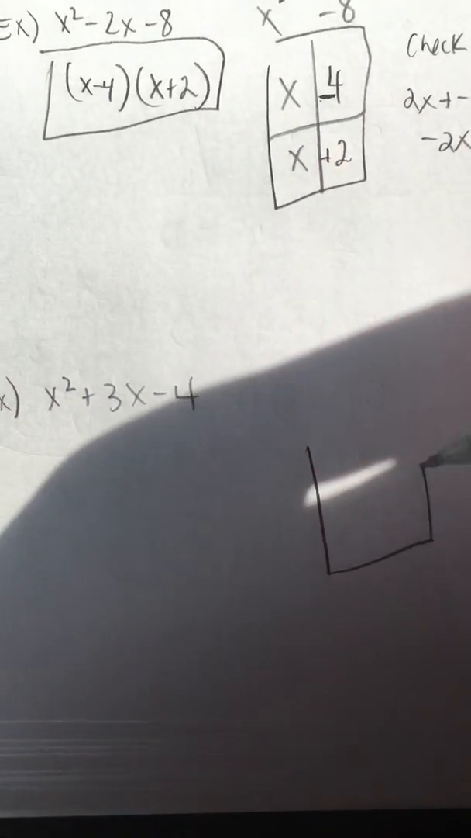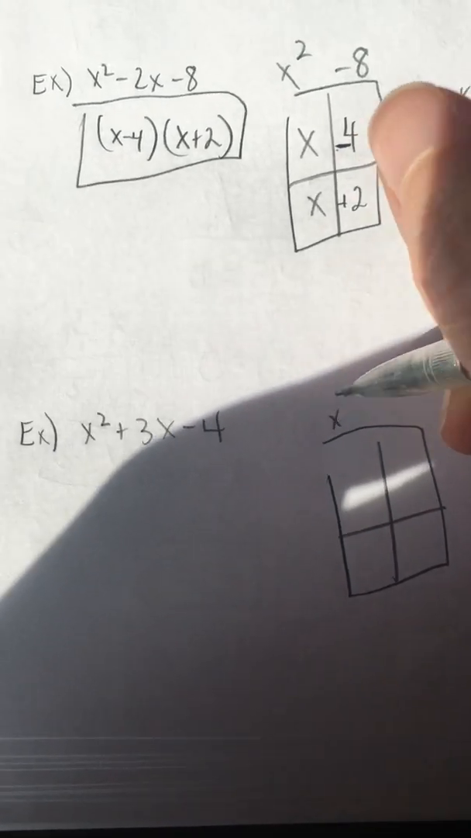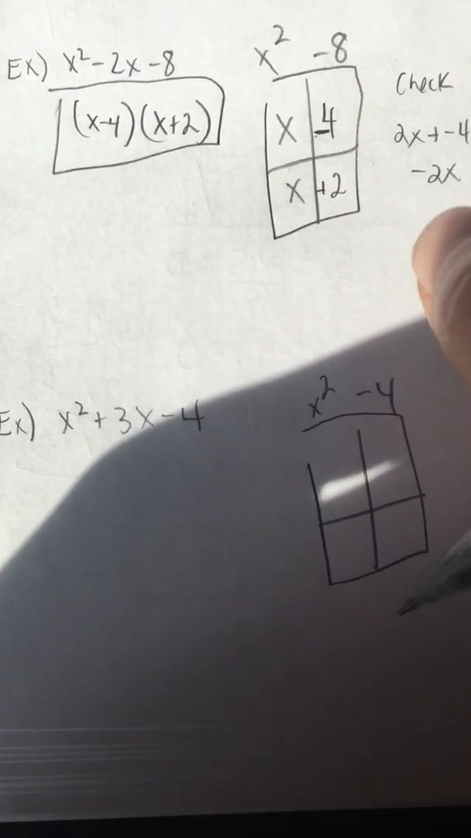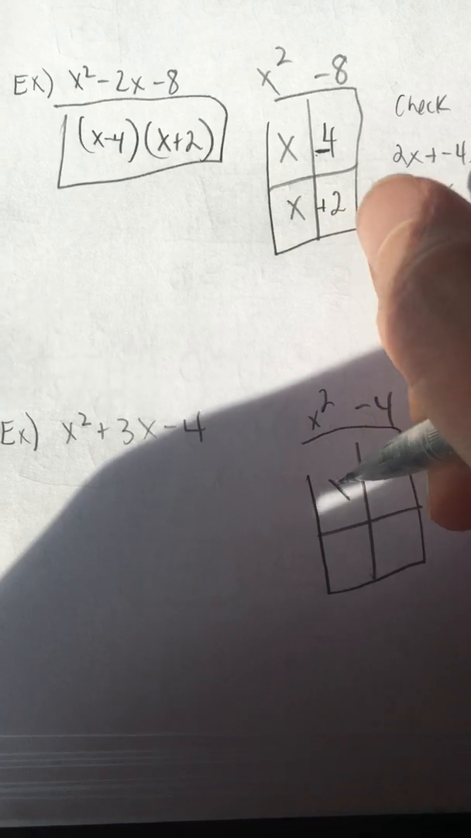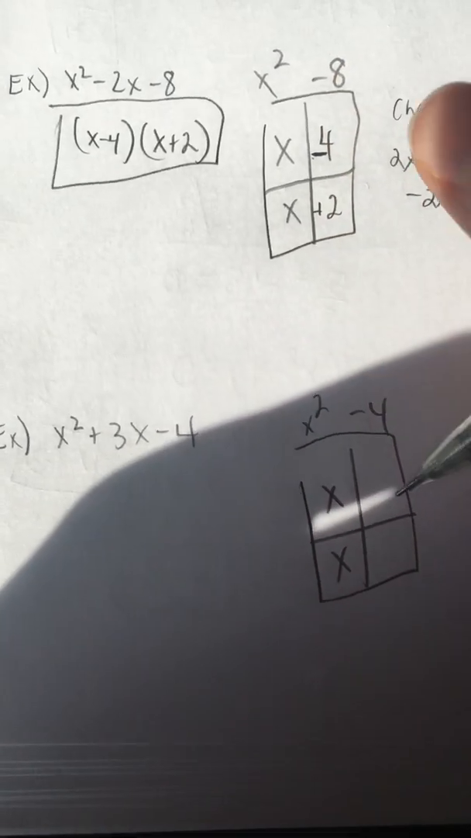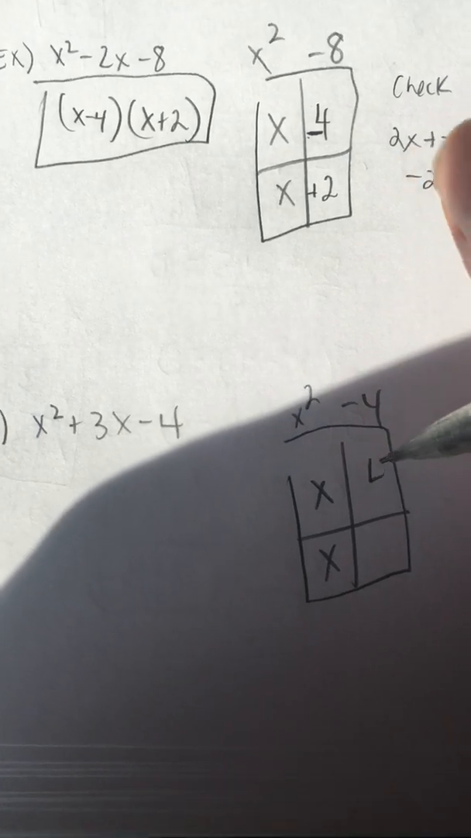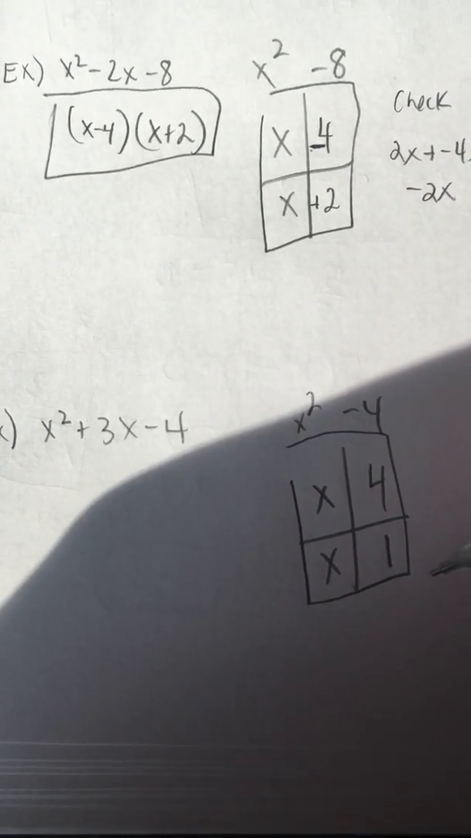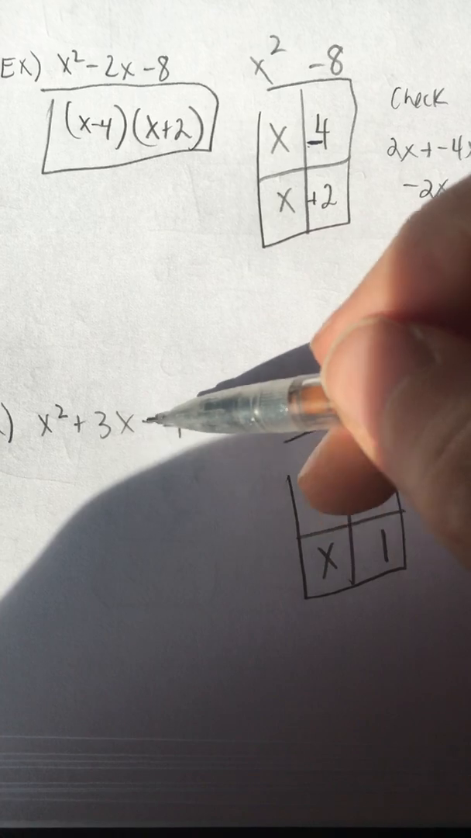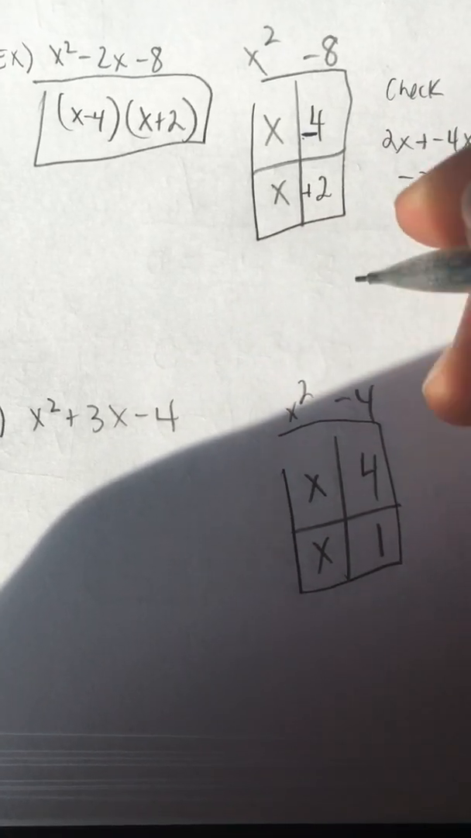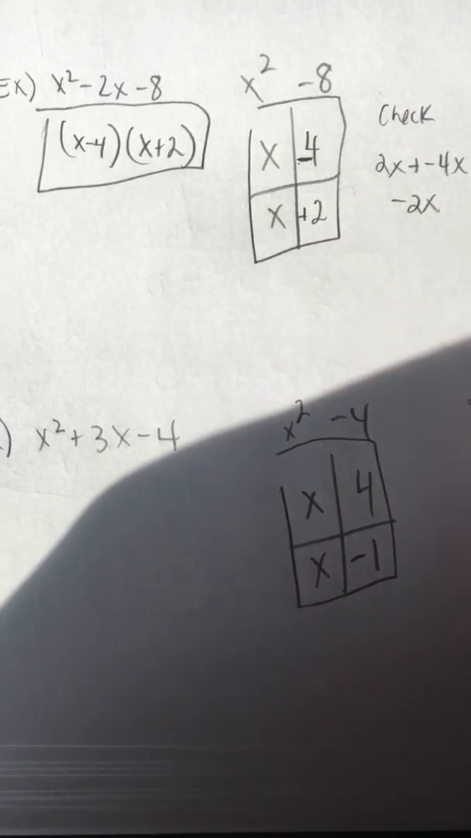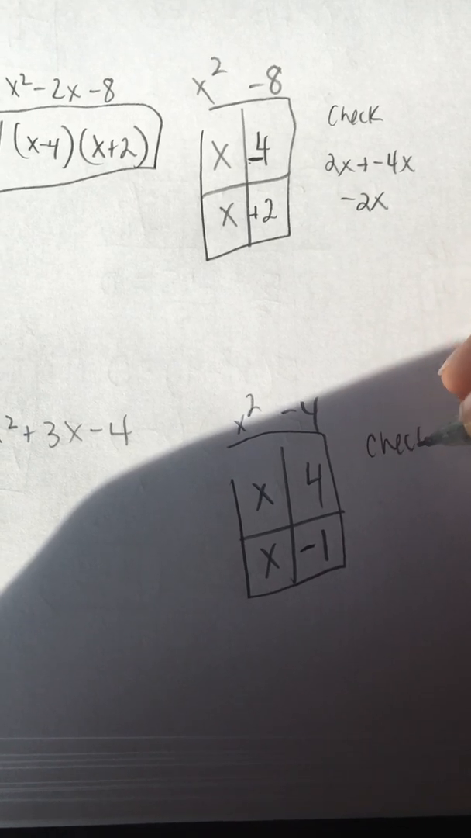And our last example, x squared plus 3x minus 4, setting up my box. Then I start the math. X times x gives me x squared. For 4, I can use 2 and 2, or 4 and 1. I'm going to go with 4 and 1 here because I need a negative 4 and my middle term needs to add up to 3x. So I'm going to put the negative with the 1 and the check for this piece.